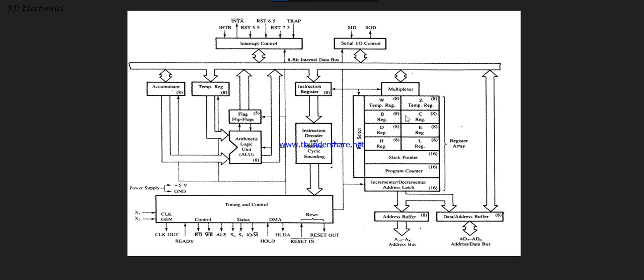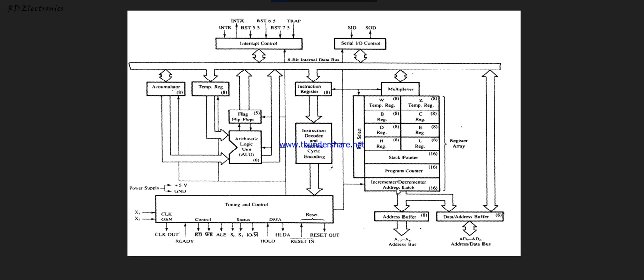So next is the BC register. All of these are 8-bit. This is the D register, this is the HL register, this is the stack pointer, and the program counter. These are all 16-bit registers. Program counter is used for the starting location of the program, from where the program is started. Stack pointer is used for the stack location.